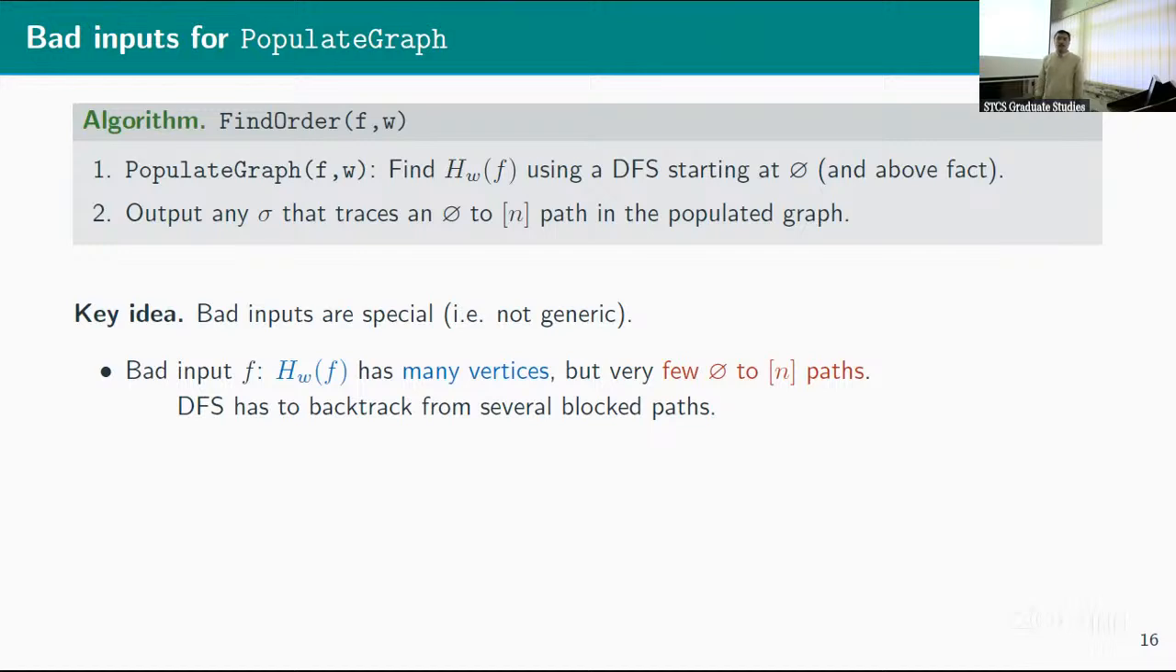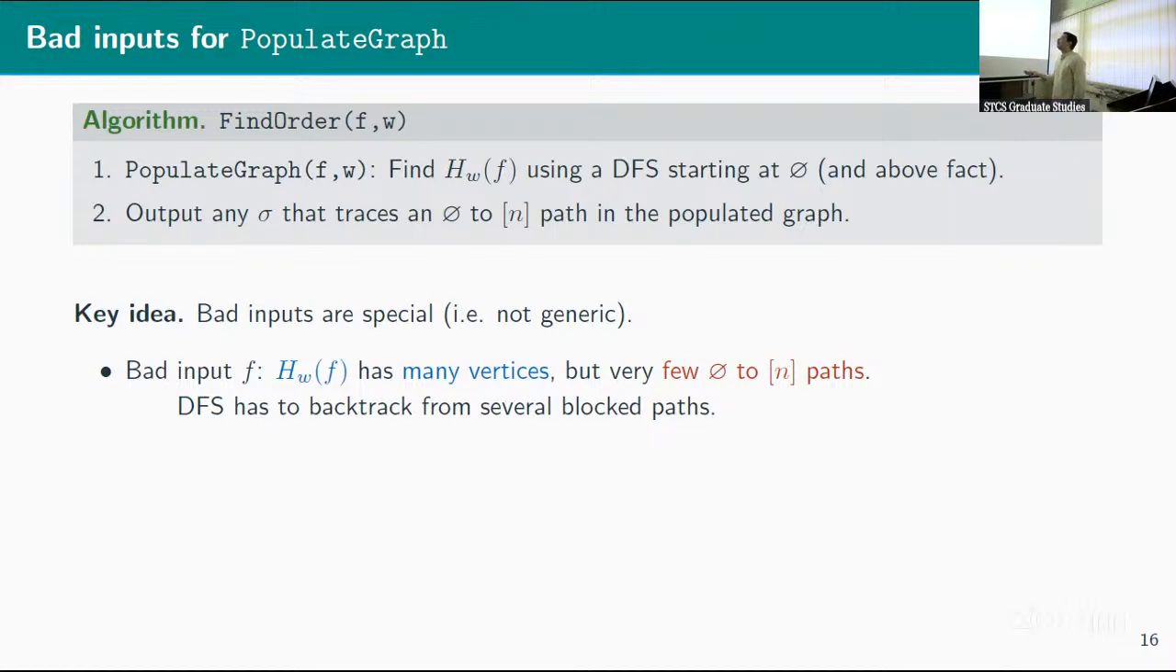You probably will modify that, because previously populate graph was, for every subset, building the whole graph. But I said that I don't want the whole graph, I just want a subgraph which gives me one path. So I'll do a DFS until I reach the nth layer, and I don't care if I don't explore all the vertices. On a bad input, the DFS will have to backtrack from a lot of bad paths, and you don't want this to happen.